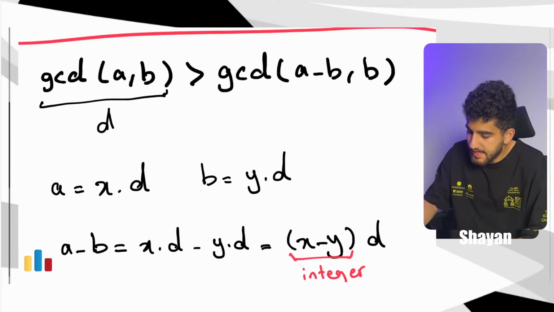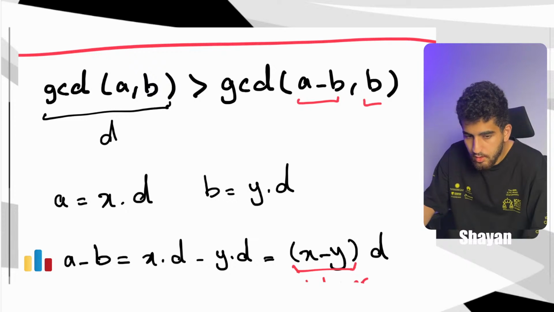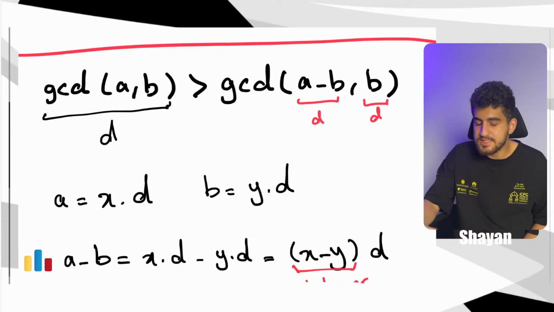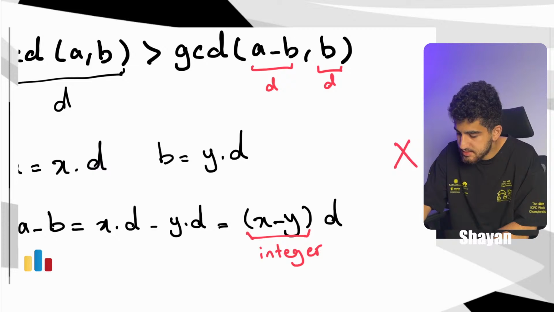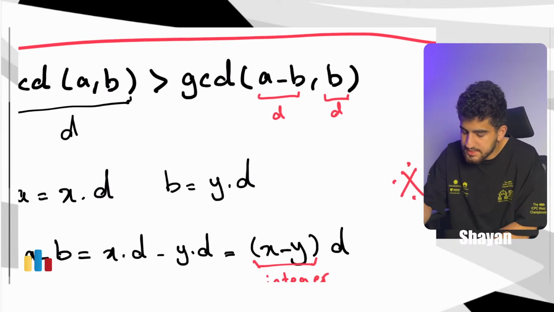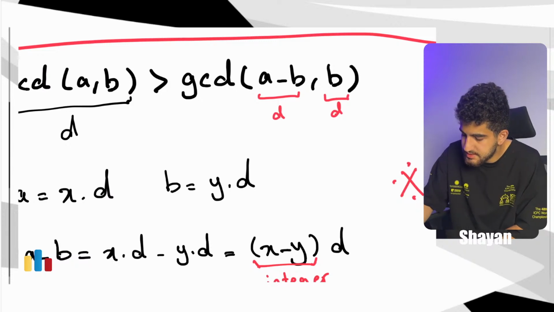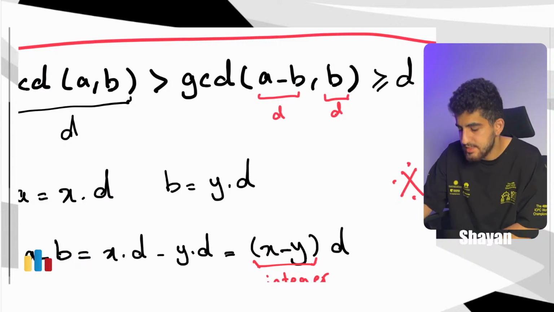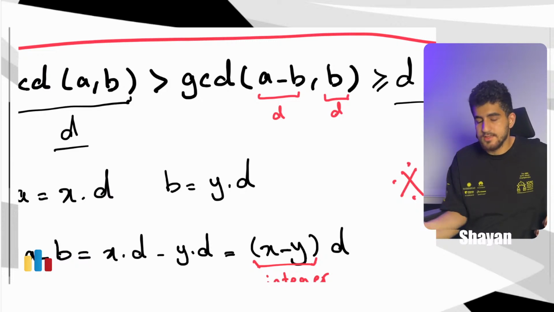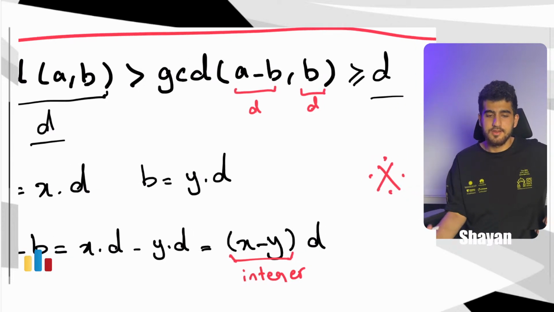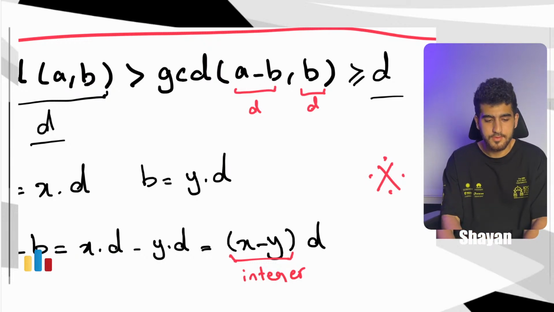Therefore, A minus B and B, both of them are divisible by D. So GCD of A minus B and B cannot be less than D, cannot be less than GCD of A and B. So this is a contradiction. Because we are saying that GCD of A and B is greater than GCD of A minus B and B, but we showed that GCD of A minus B and B is at least D. So it's like we are saying that D is greater than D. This is a contradiction. So this case is not possible.